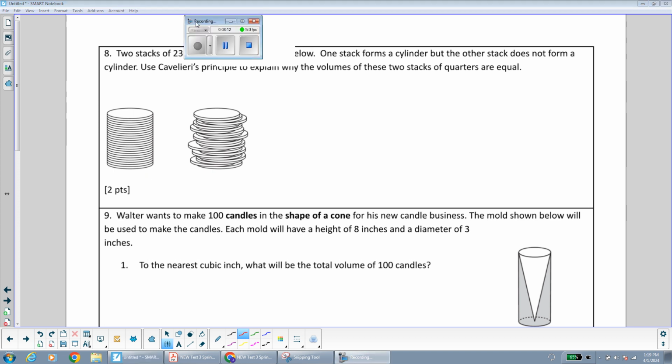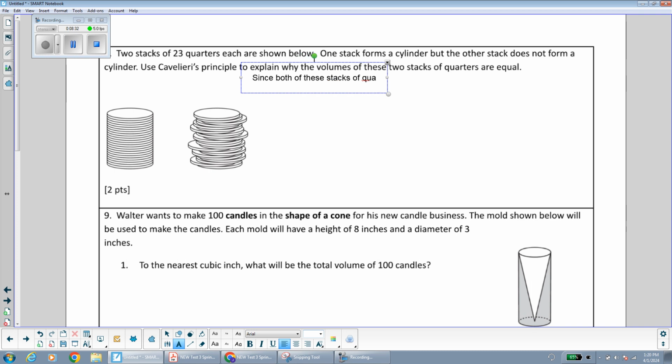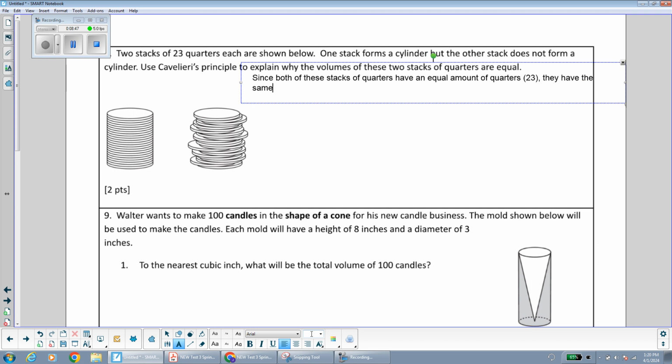Over here, we do need to use Cavalieri's principle to explain why the volumes are the same of the 2 stacks of quarters. So you do need to use the context of the question, which means you have to mention the quarters. Otherwise, you're not fully answering it. Since both of these stacks of quarters have an equal amount of quarters, and I'm just going to put that there are 23 in each, they have the same height.